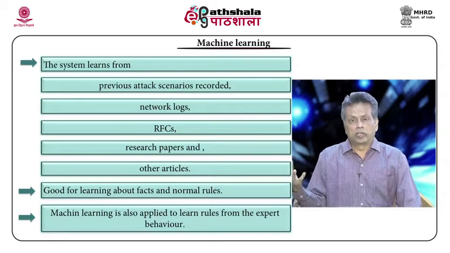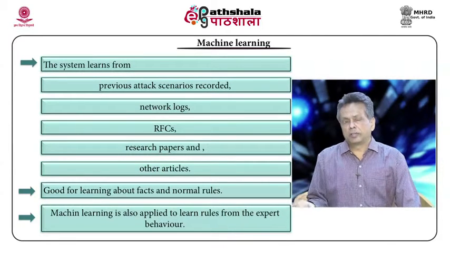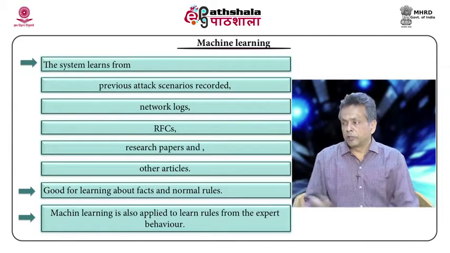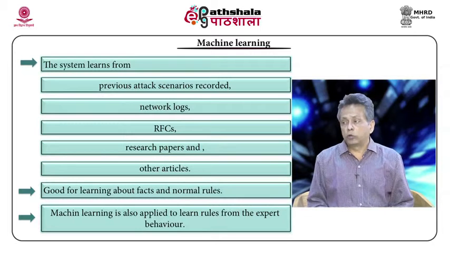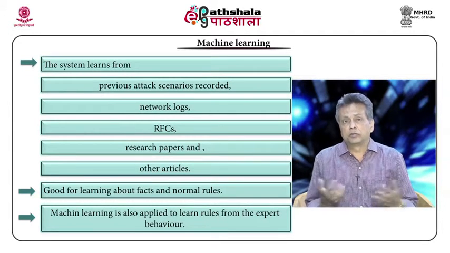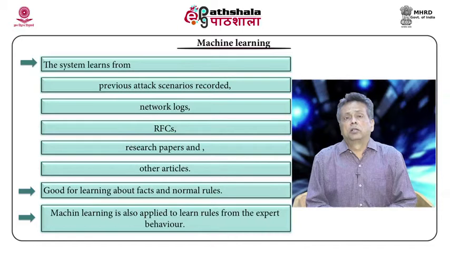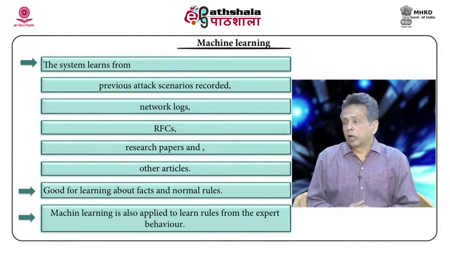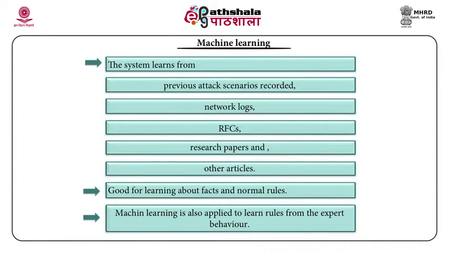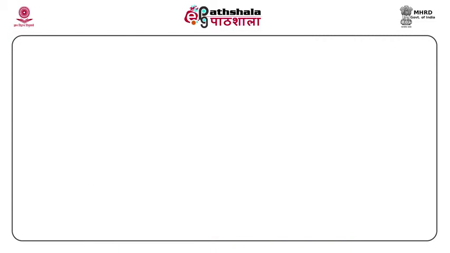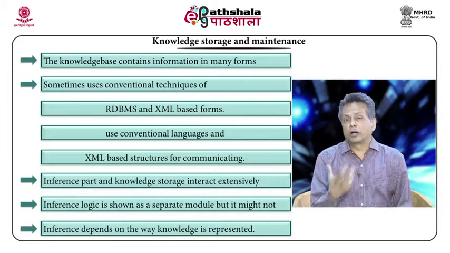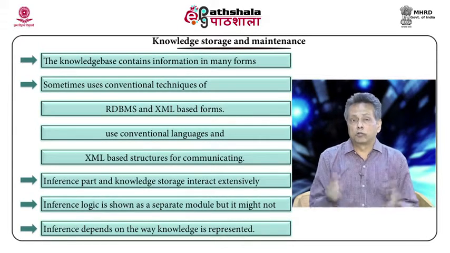But you need to refer to many things. For example, intrusion detection, it is shown here: previous attack scenarios, recorded network logs, RFCs, which are a common point of reference for all network related issues, research papers and other articles and so on and so forth. But it is a great thing to have. If you have machine learning, as long as you can machine learn, it is better, because you are saving experts' time. The knowledge storage part is also very critical, which stores information.